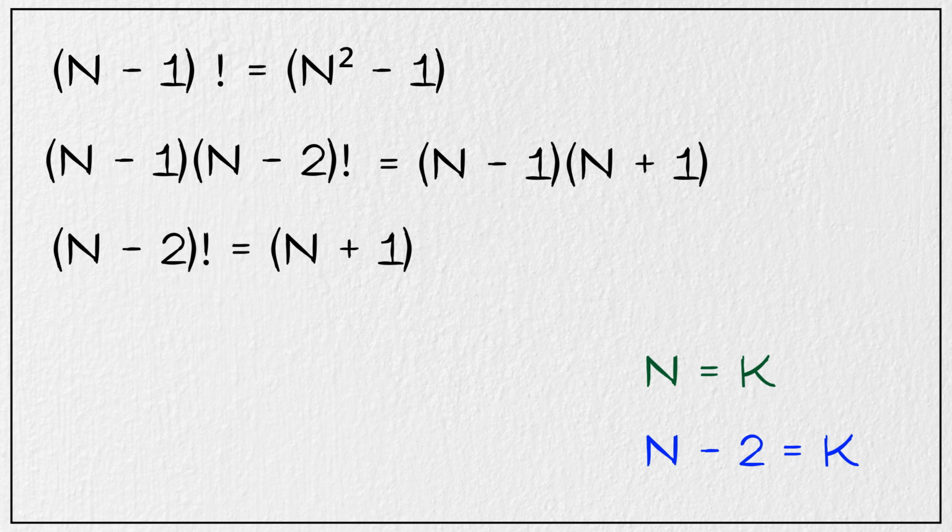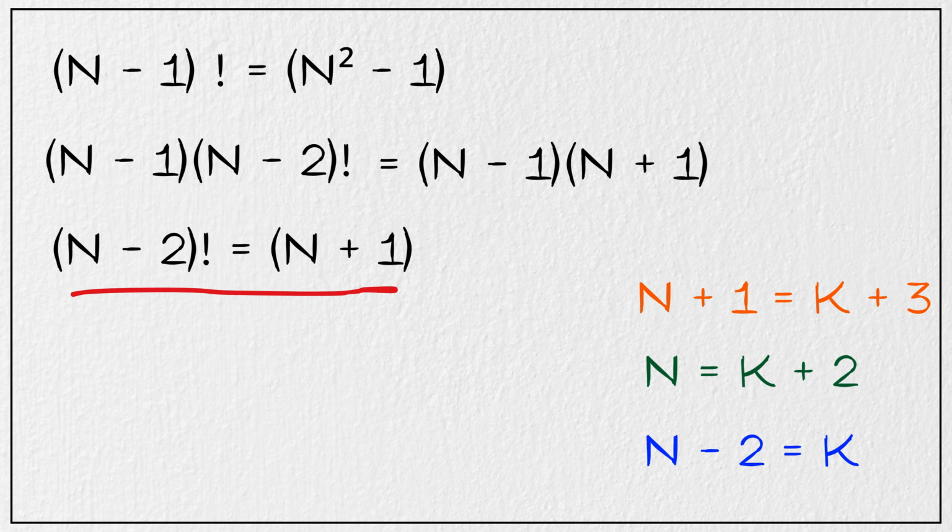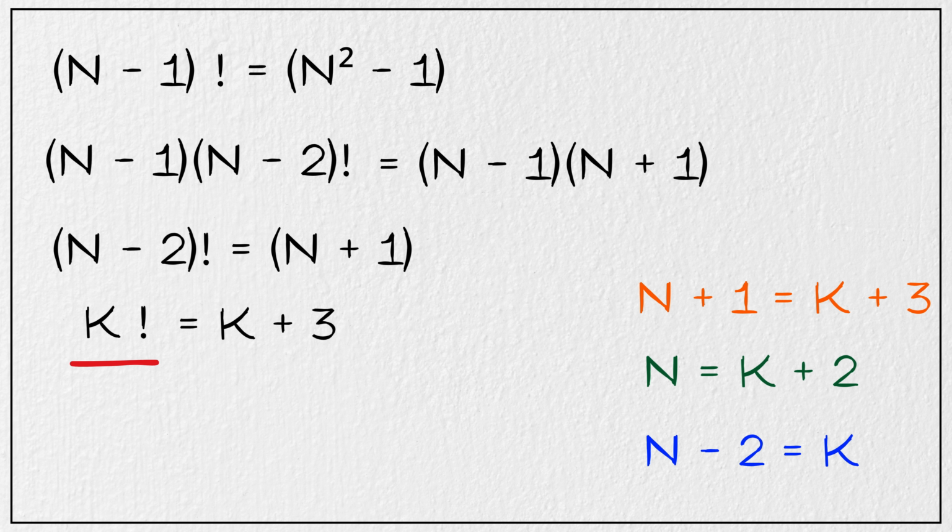So n equals k plus 2, and n plus 1 becomes k plus 3. Thus our equation becomes k factorial equals k plus 3. Since the left-hand side is a factorial, it must be an integer. That means k must also be a whole number. Subtracting k from both sides, we get k factorial minus k equals 3.